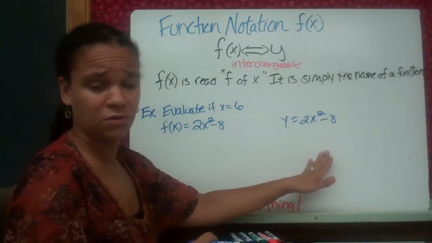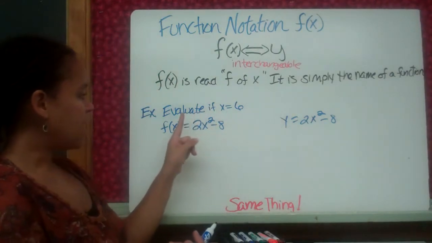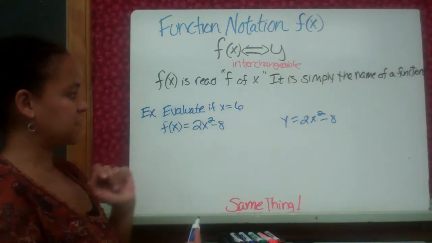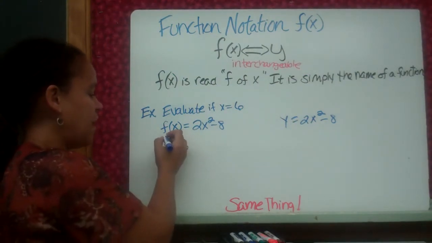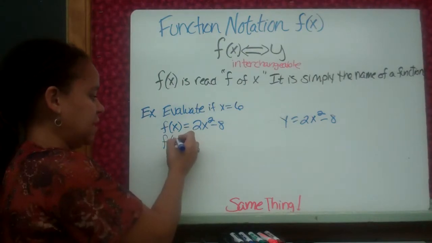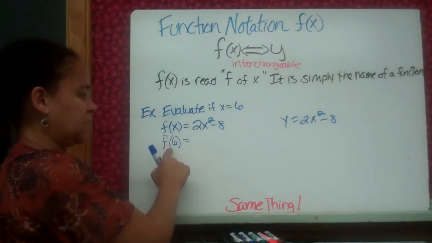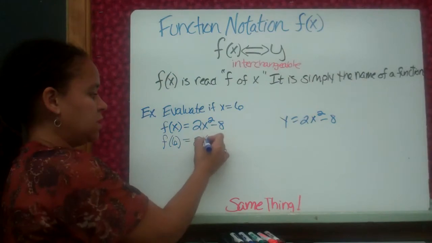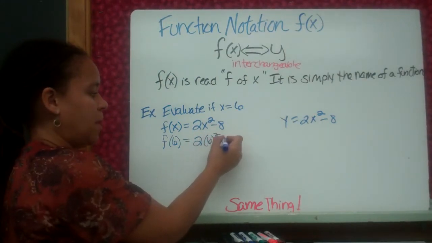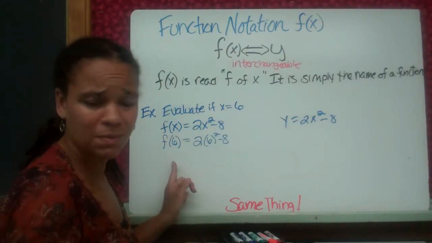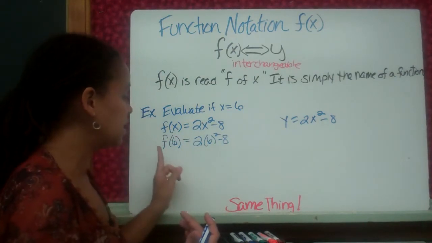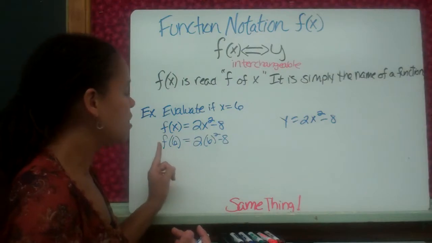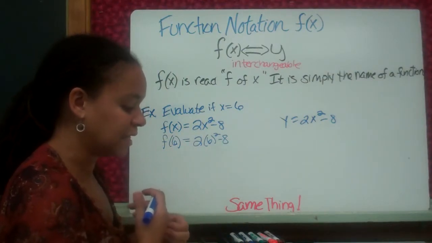So just to prove to you that they work exactly the same, if I said evaluate if x is equal to 6, f of x equals 2x squared minus 8. That means f of 6, so I replaced x with 6, is equal to 2 times 6 squared minus 8. Notice I'm not multiplying by f. F isn't a variable. It's just the function, f of x. So this is the function, f of 6. So this function evaluated at 6.